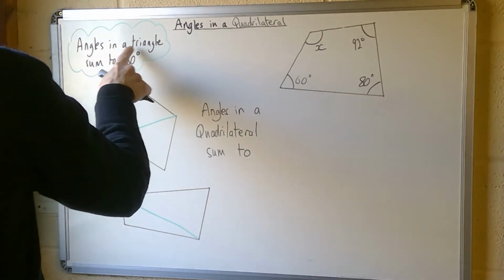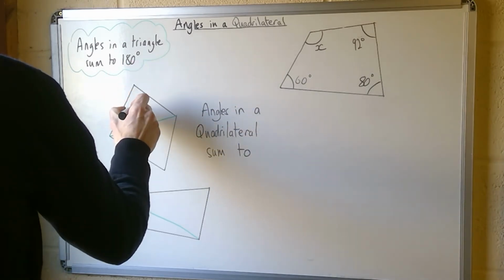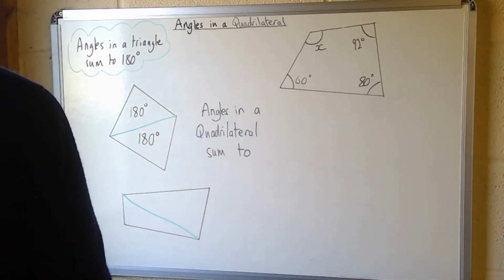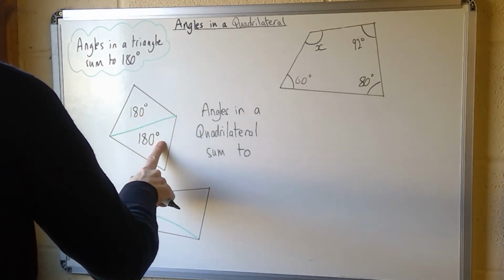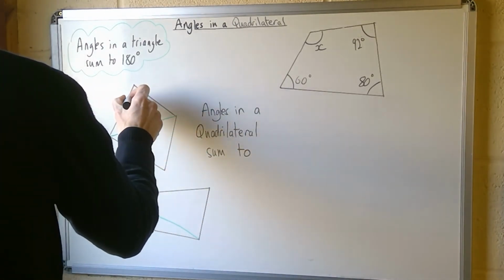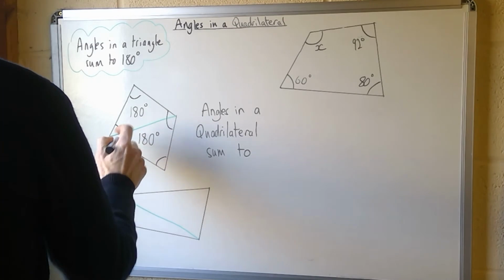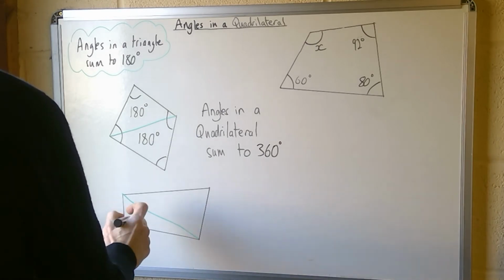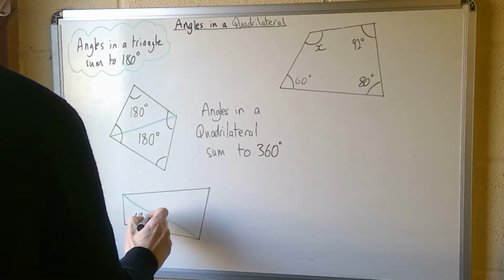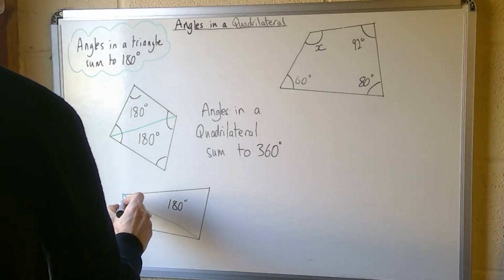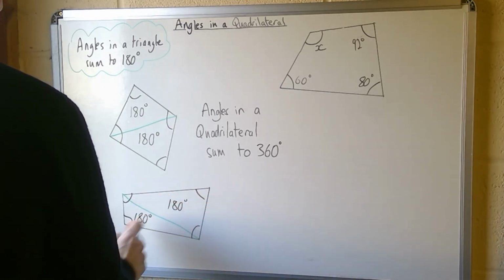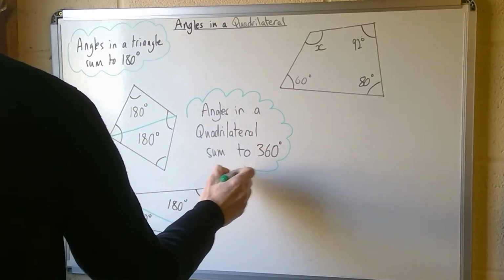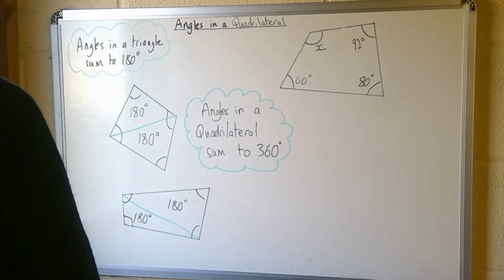And because we know that the angles in a triangle sum to 180, in this triangle here, there'd be 180 degrees. In this triangle here, there'd be 180 degrees. So two lots of 180 degrees makes 360 degrees. So all the four angles together will sum to 360 degrees. And that works for any quadrilateral. So this one here, 180 degrees, for this triangle, 180 degrees, for this triangle, so the four angles together will add up to 360. So the rule for quadrilaterals is angles in a quadrilateral sum to 360.